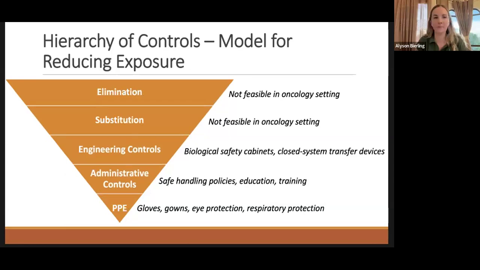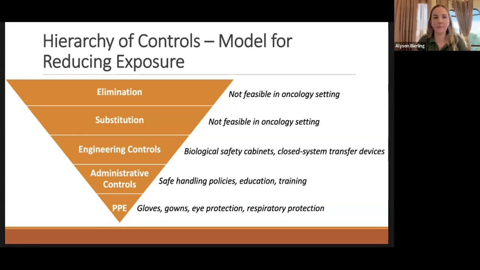So the top two tiers of the pyramid are not really feasible in an oncology setting. We're not able to eliminate the use of hazardous drugs. We're not able to substitute hazardous drugs for a drug that's not hazardous. So the controls that we are left with are the three on the bottom of the pyramid. So engineering controls, administrative controls, and PPE.